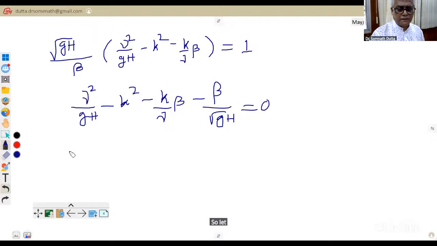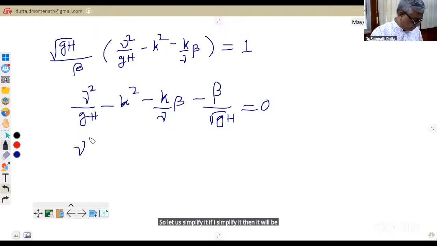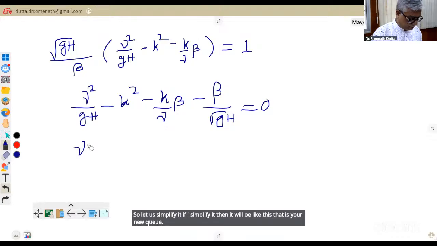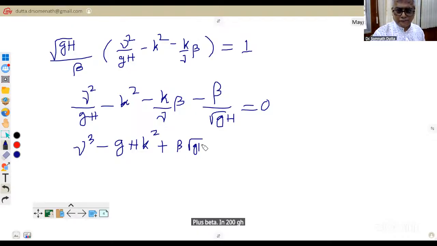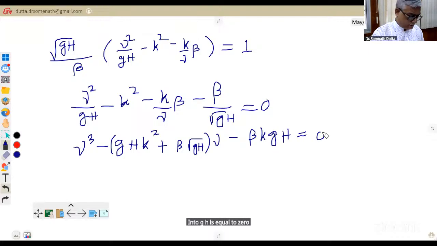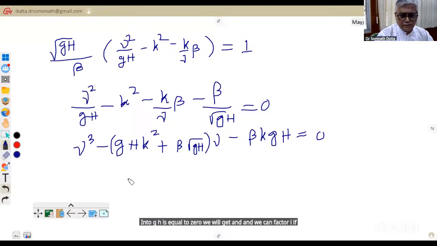So let us simplify it. If I simplify it, then it will be like this: nu cube minus g into h into k square, then plus beta into under root gh into nu, minus beta into small k into gh is equal to 0. We will get this, and we can factorize. If I factorize, we will get two factors.